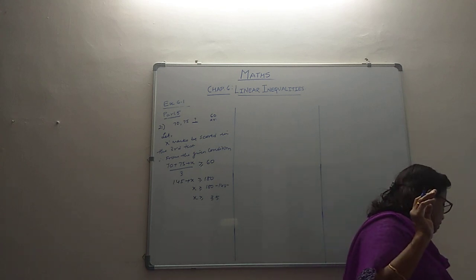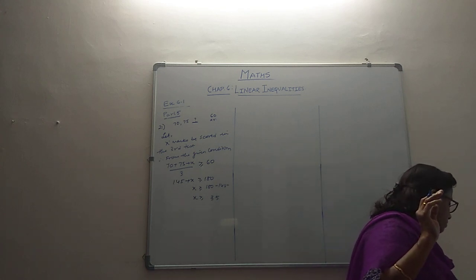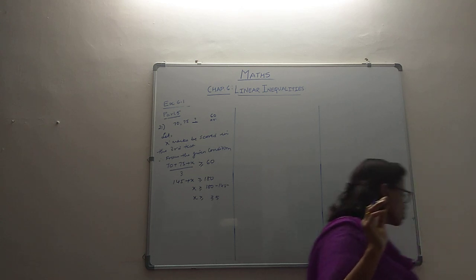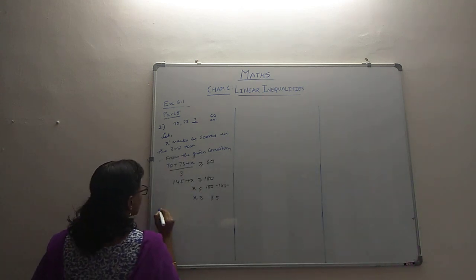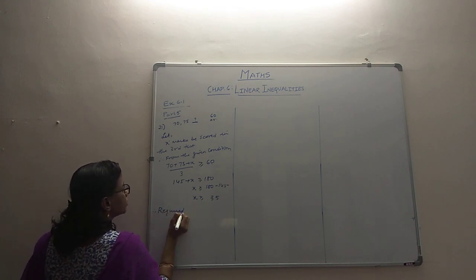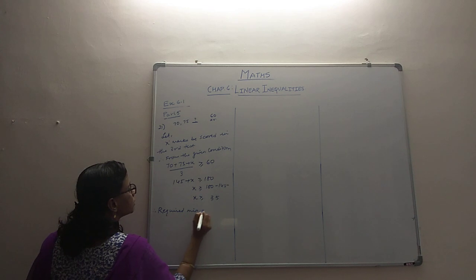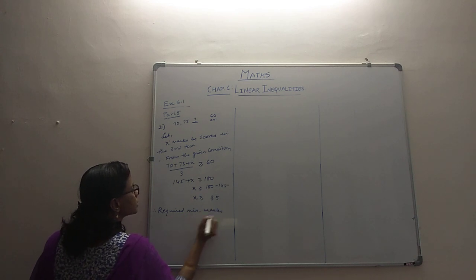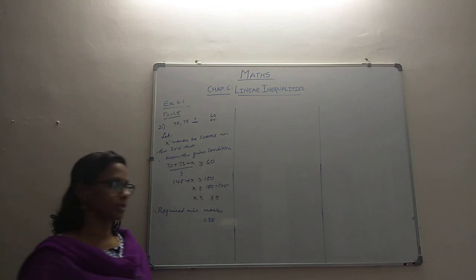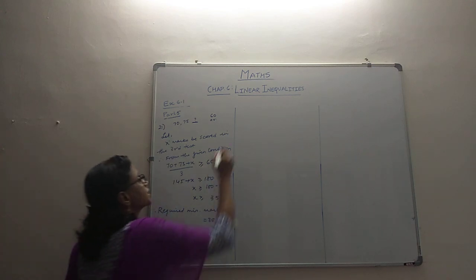How do we conclude? Find the minimum marks. Find the minimum marks that you should get in the third test. So required minimum marks is equal to 35. You can get more than that, but 35 is required. That is our problem number 21.